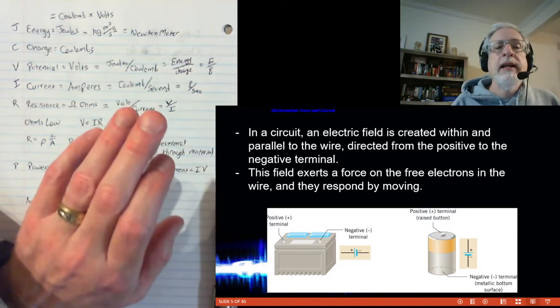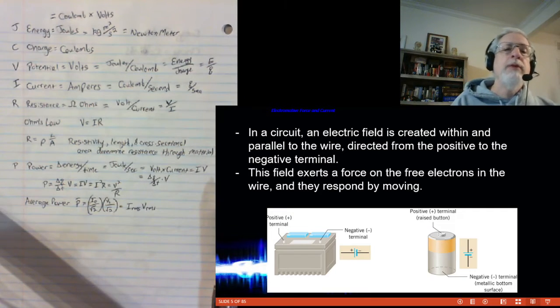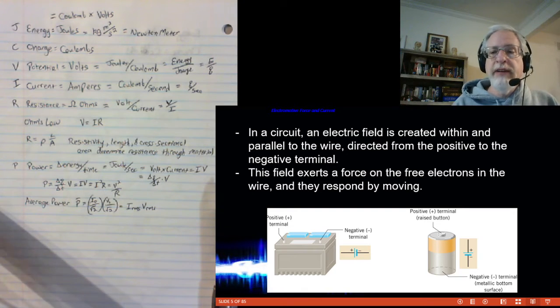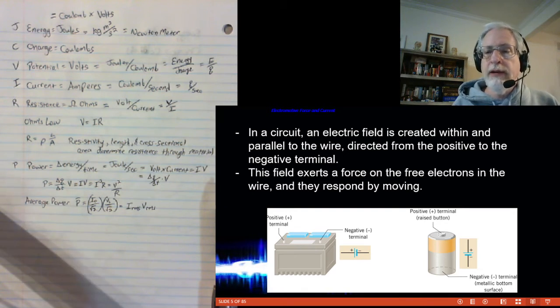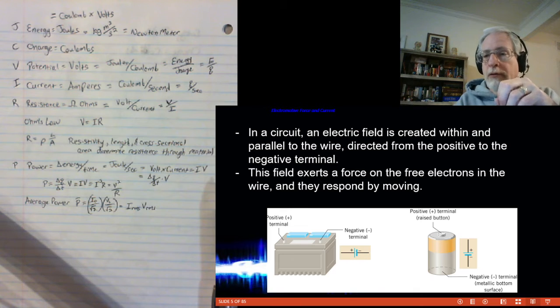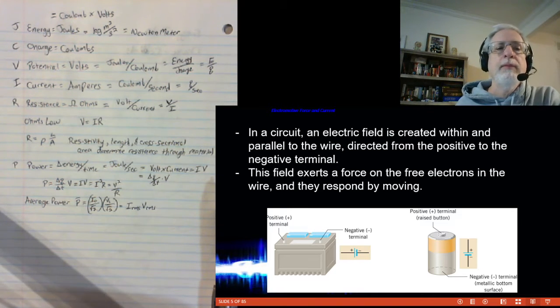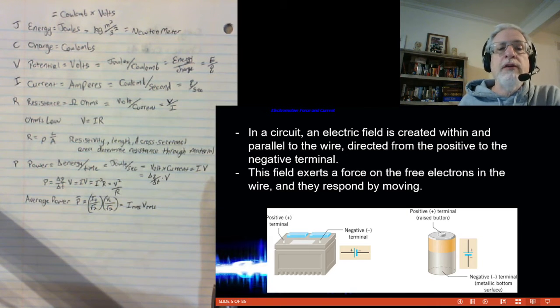In a circuit, an electric field is created in the wire, directed from the positive to the negative terminals. That's just because we draw electric fields from positive to negative. That doesn't mean that that's the direction the electrons are moving. The electrons are moving from the negative to the positive. So when you have a battery, the electrons move from positive to negative. You may not remember that from electrochemistry because that would have come right after we shifted to online learning last year. But that field exerts a force on the free electrons and they respond by moving.